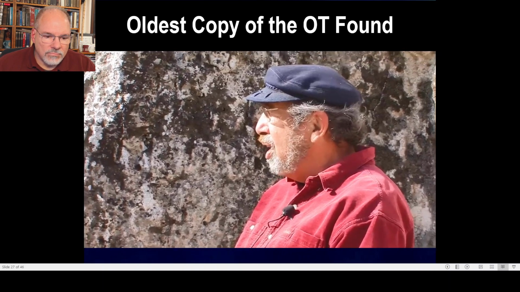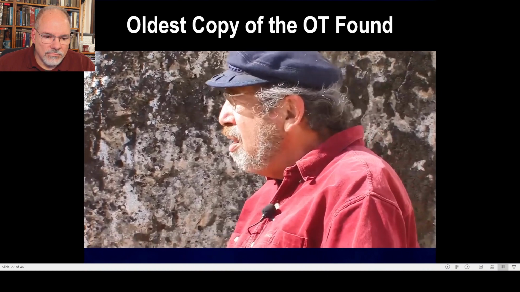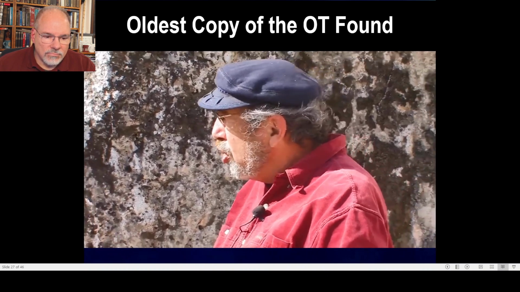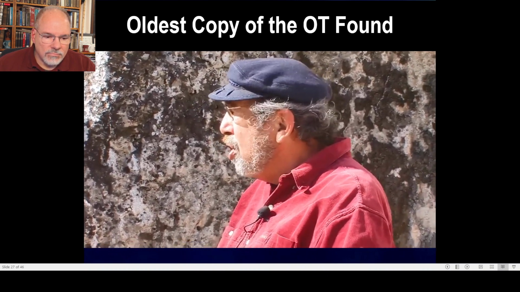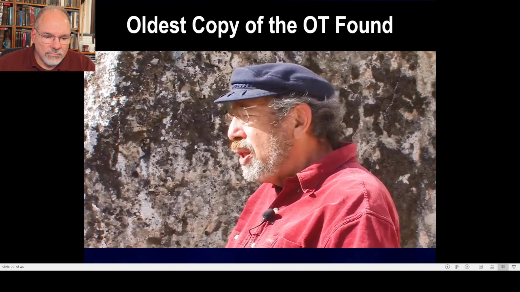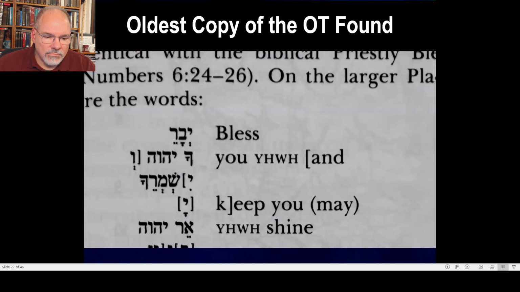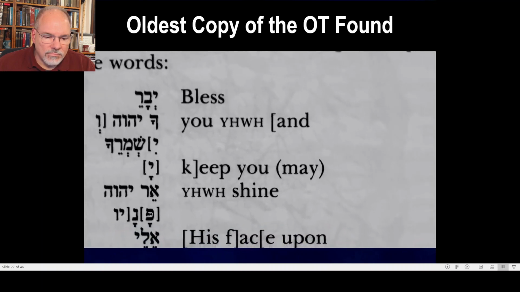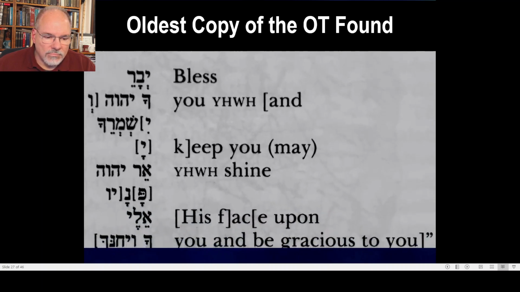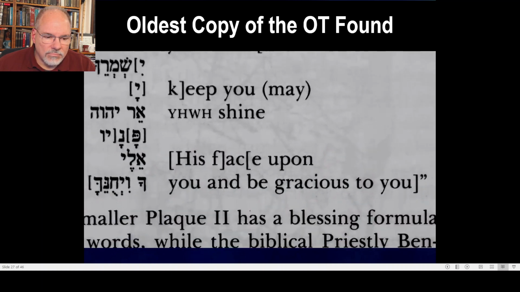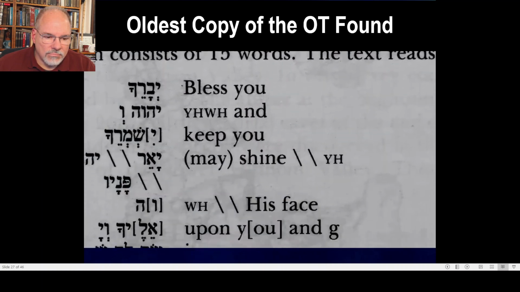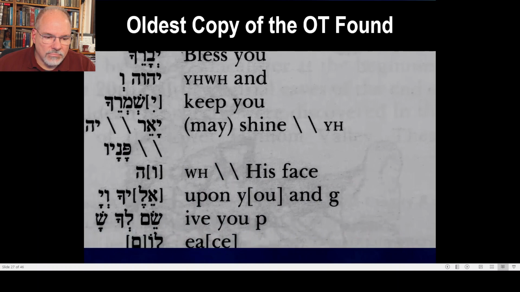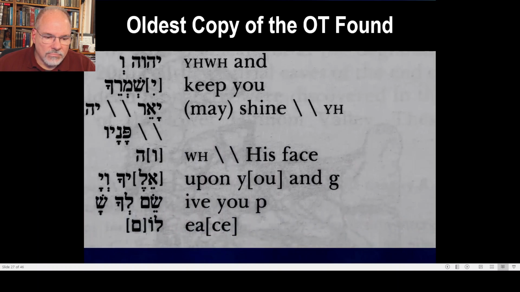Both of them had versions of the priestly benediction, which is mentioned in the book of Numbers, chapter 6, verses 24 to 26. The first silver scroll reads, "Bless you, Yahweh, and keep you. May Yahweh shine his face upon you and be gracious to you." And the smaller scroll is translated, "Bless you, Yahweh, and keep you. May Yahweh shine his face upon you and give you peace."